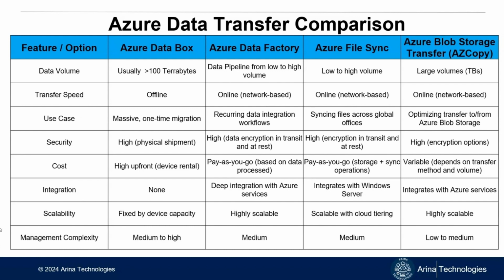File Sync, as I said, is for centralized file synchronization, and it is for low to high volume again, where you want to have it centralized. For high level, more than 100 terabytes, you may want to look into other options that are there. And also Azure Blob Storage transfer, which is AzCopy, as well as other options like SDKs and APIs.